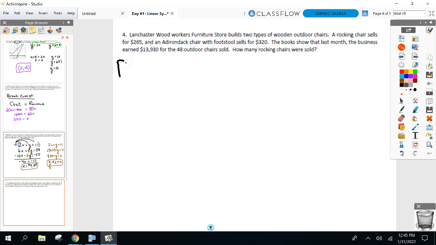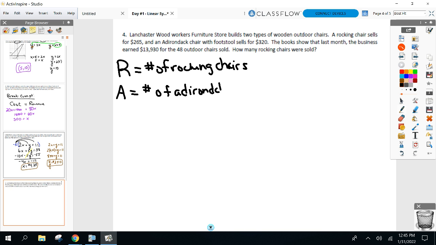All right, R for the number of rocking chairs. You want to stick with X and Y? I don't care, guys, whatever you want. And I'm going to go A for number of Adirondacks. All right, so we got our variables. Next step, what's our equations?